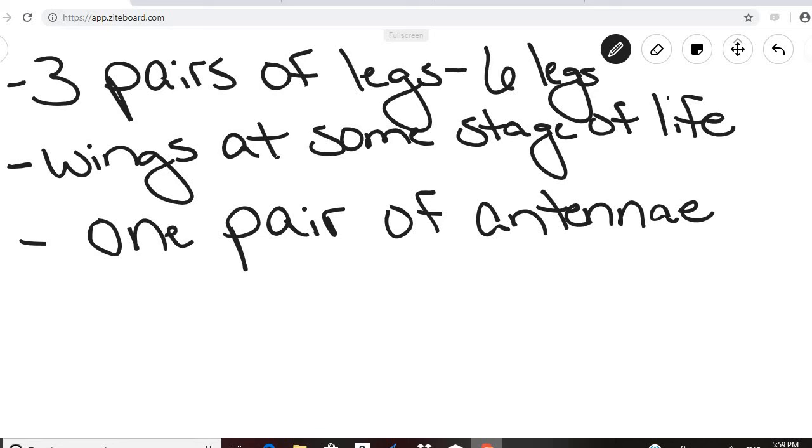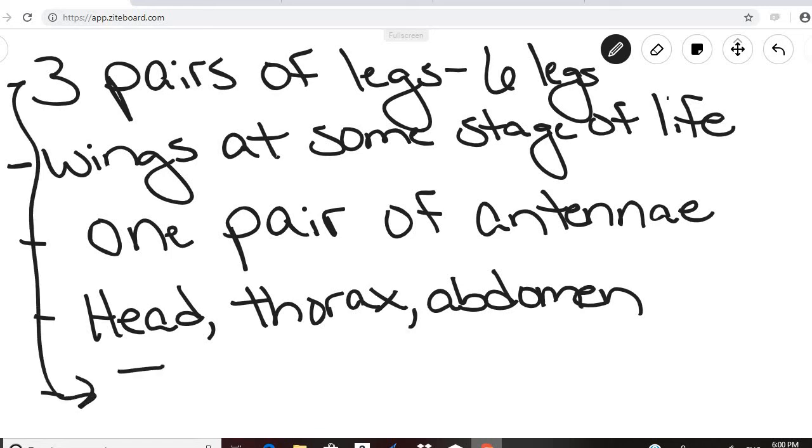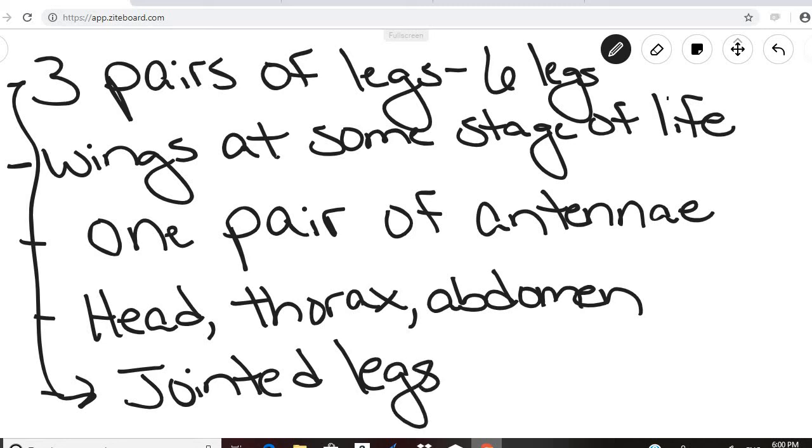And they have 3 separate body segments. So they have a head, a thorax, and an abdomen. And we can expand on this leg. So they have jointed legs, which is true of all arthropods. So they have jointed legs that are used for walking.